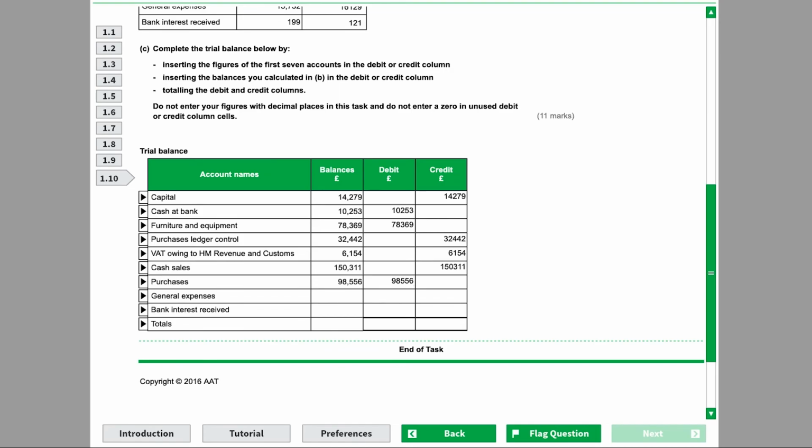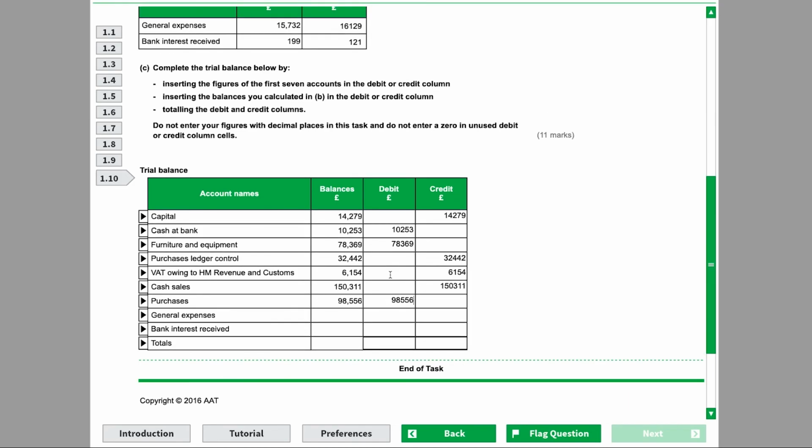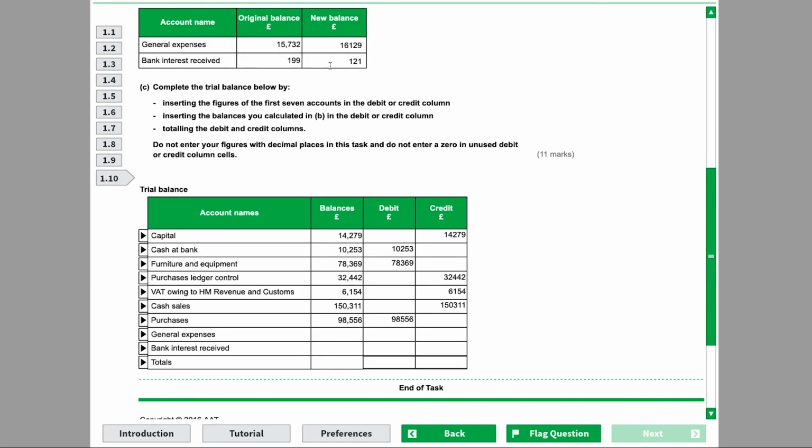Alright then, all we need to do now is enter in our balances from part B. So general expenses we know is a debit, so that would be 16,129 as it's an expense. Bank interest received is then income and therefore a credit. So we can enter that in.